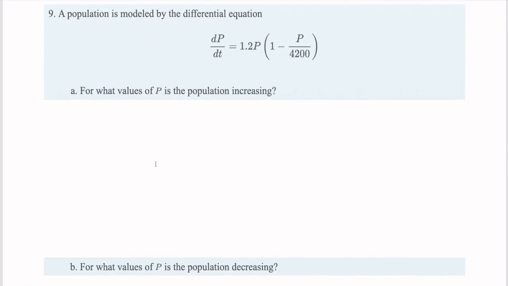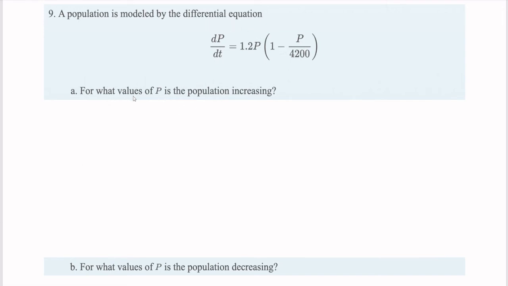All right, so number 9 says, a population is modeled by this differential equation. For what values of p is the population increasing? So this is kind of cool. What's neat about these differential equations is you can often learn a lot about them and p, the function you want to solve for, by just looking at them and thinking about them. And just reminding yourself, what does this say? dp dt says the change in p, the population, with respect to t, right, is this.